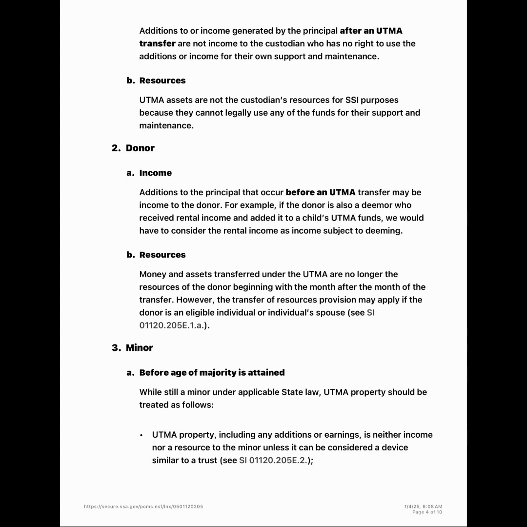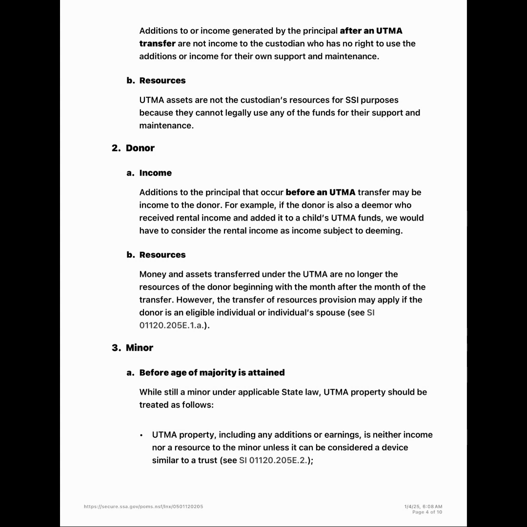What happens if the UTMA account is closed before the minor reaches the age of majority? That depends on whether fraud or similar fault is involved. If fraud is found, the assets are counted as a resource to the donor retroactively. If not, the gift is counted as income to the donor in the month of closure. So intent and circumstances are key factors in these situations? Absolutely. The SSA needs to determine the true nature of the transaction.